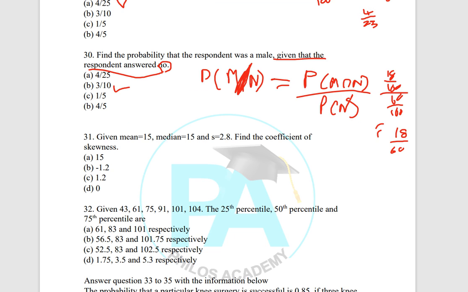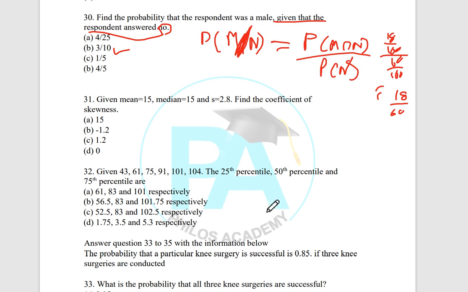So let's proceed. Question 31 says, given mean equals 15, median is also 15, and standard deviation is 2.8, find the coefficient of skewness. Please don't waste time solving this kind of question. Whenever you have a skewness question where the mean is equal to the median, the coefficient of skewness will definitely be 0.